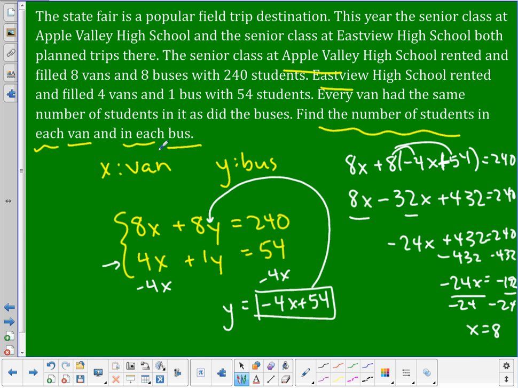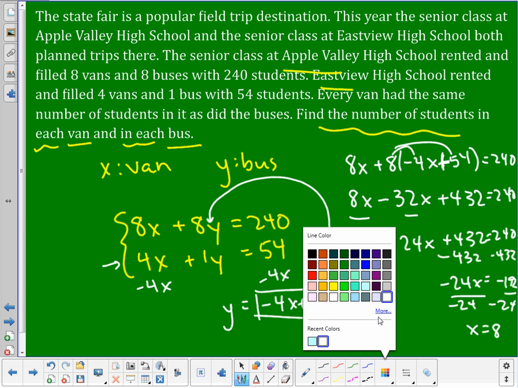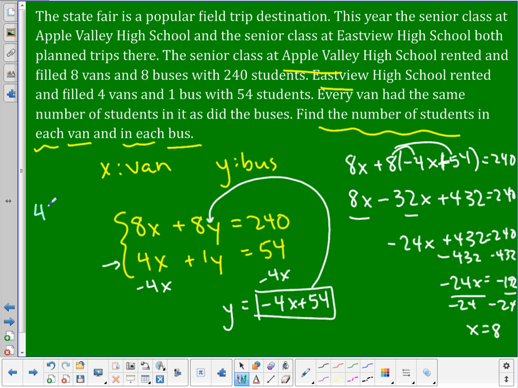Okay, so that means each van holds 8 kids. All right, so now let's try the other one. For the other equation, I'm just going to use the bottom one again because that y is alone and that's really helpful. I have 4 times the 8 that I found over here for x plus y equals 54. That's 32 plus y equals 54. Subtract the 32 and I get y is equal to 22.